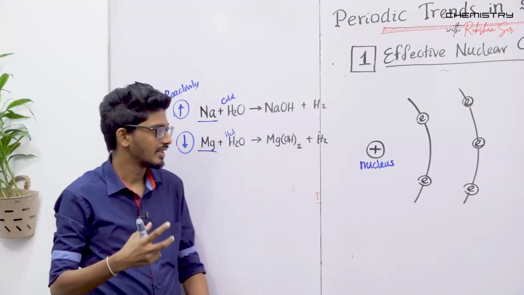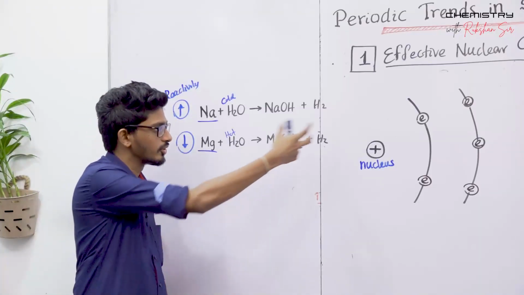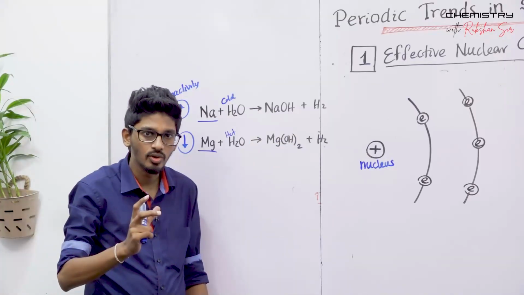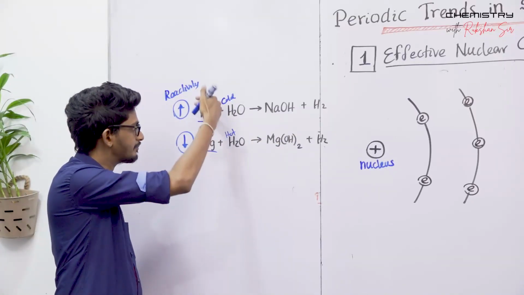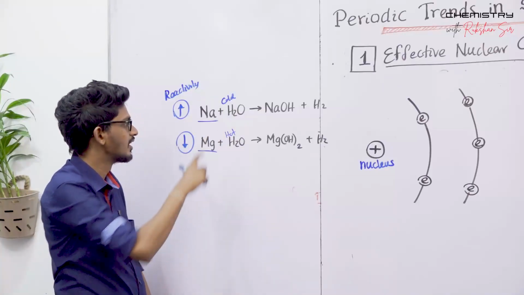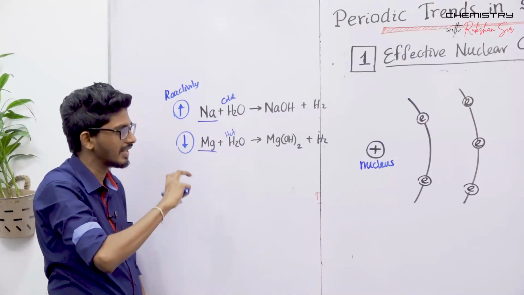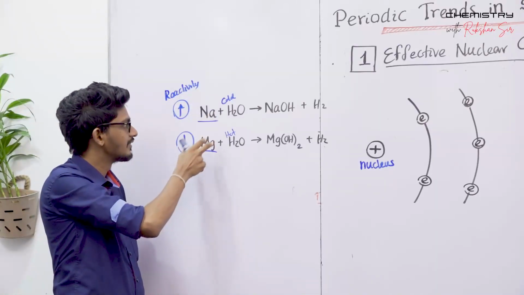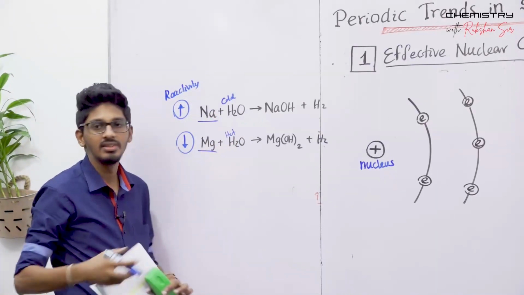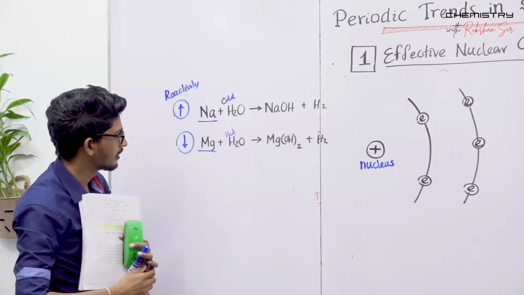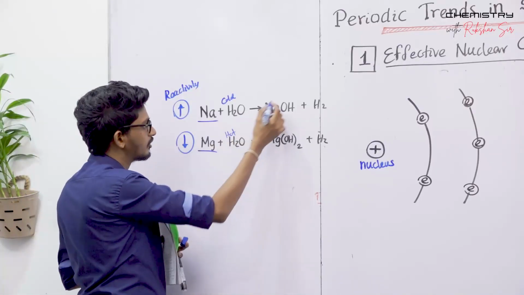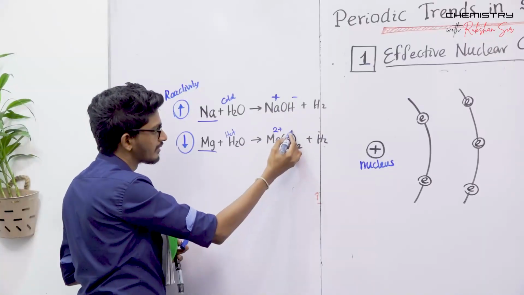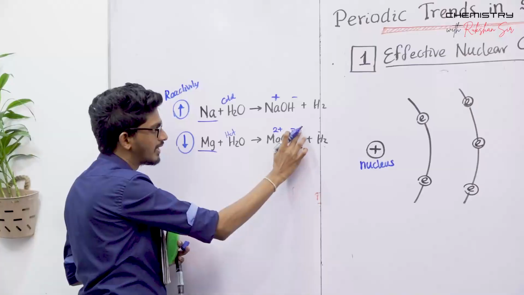So let's discuss that. Actually, that is all because of this factor: the effective charge plays a big role in the reactivity of sodium and magnesium. At the end of this part, you will clearly understand why sodium is more reactive and magnesium is less reactive. You can clearly see that sodium produces the sodium plus ion with OH minus, while magnesium produces the magnesium 2 plus ion with two OH minuses.